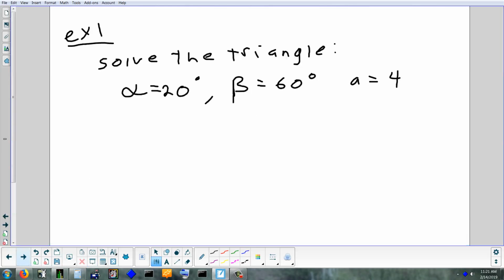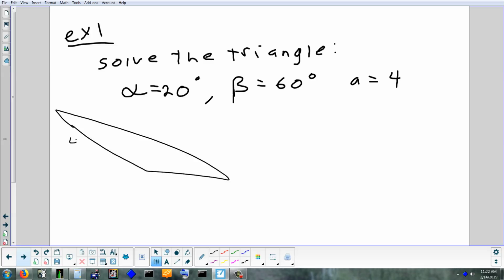Okay, so let's look at, I think, 3 examples, and that's it. Okay, so the first thing we want to do is draw this triangle and make sure that it's one of the 3 types that we said we can use law of sines for. Okay, so I'm going to draw it. Again, it's definitely not to scale.